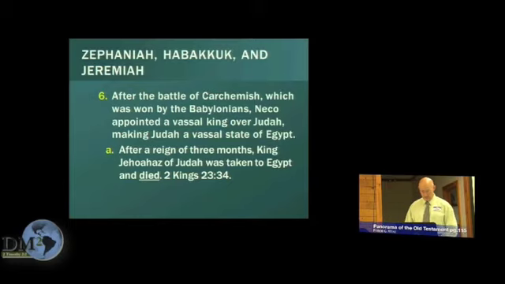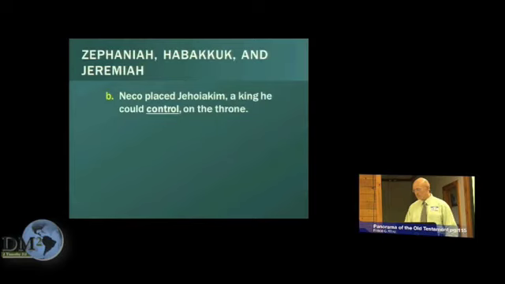2 Kings 23:34. "Pharaoh Necho made Eliakim, the son of Josiah, king in the place of Josiah his father, and changed his name to Jehoiakim. But he took Jehoahaz away and brought him to Egypt, and he died there." Necho placed Jehoiakim, a king he could control, on the throne.